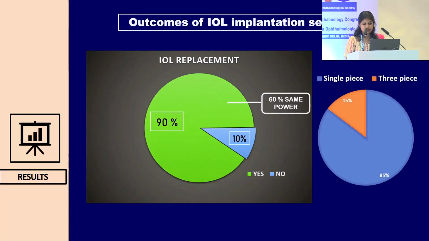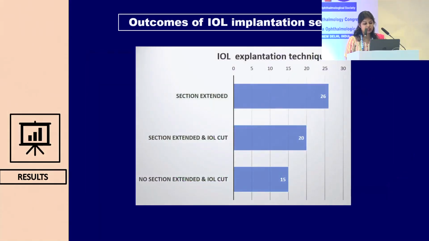In 15% of cases, a 3-piece lens was placed in the sulcus. Of the cases that needed IOL explantation, in 26 cases the section was extended, whereas in 20 cases the section was extended and the IOL was cut and removed. In 15 cases, only the IOL was cut and there was no section extension.